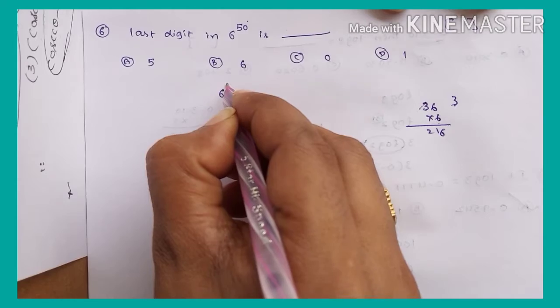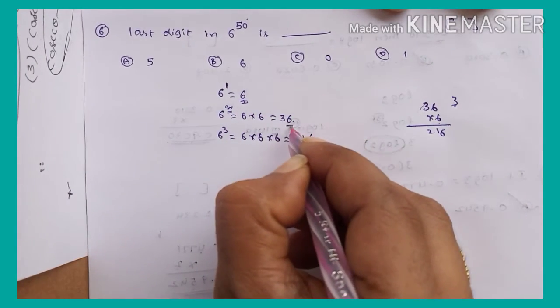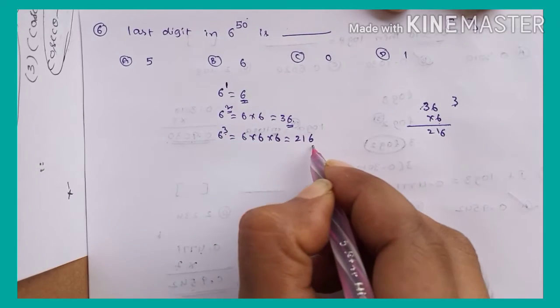When you take power 1, you get 6. When you take power 2, also 6. When you take power 3, also 6.